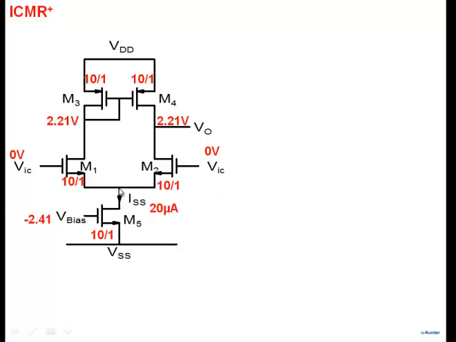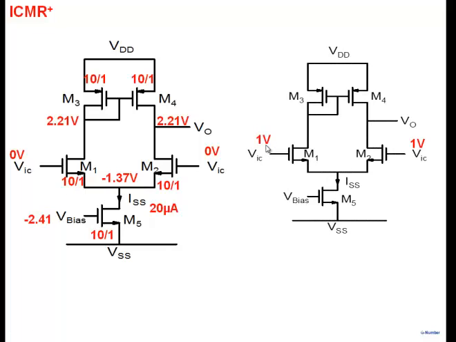Everybody sees here that because the current remains the same, if I increase this, what will happen to this? This will also increase, right? Because my current is remaining constant. Okay. So now note the present value of this voltage is minus 1.37. Now I'm going to change this to 1 volt. So what do you expect it to become? If you neglect body effect, then VGS should remain constant. So this should increase by plus 1 volt, and so this should become minus 0.37.